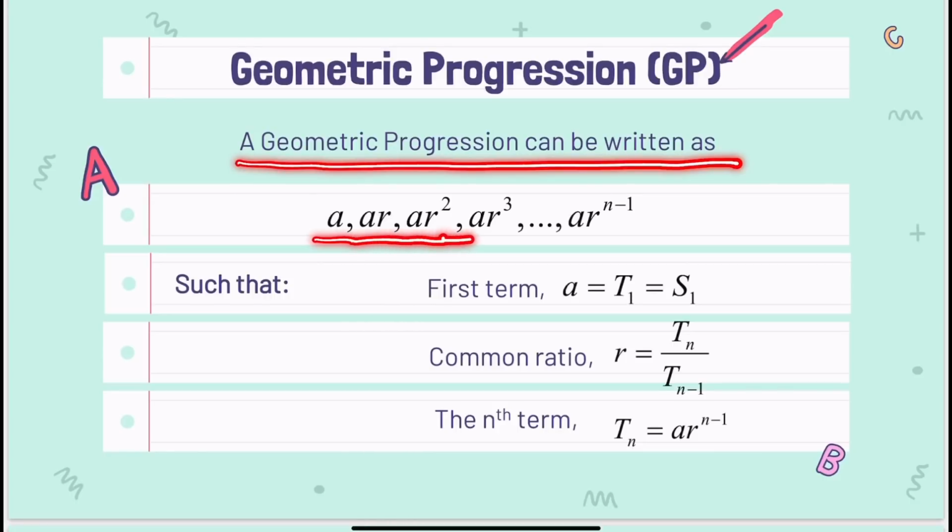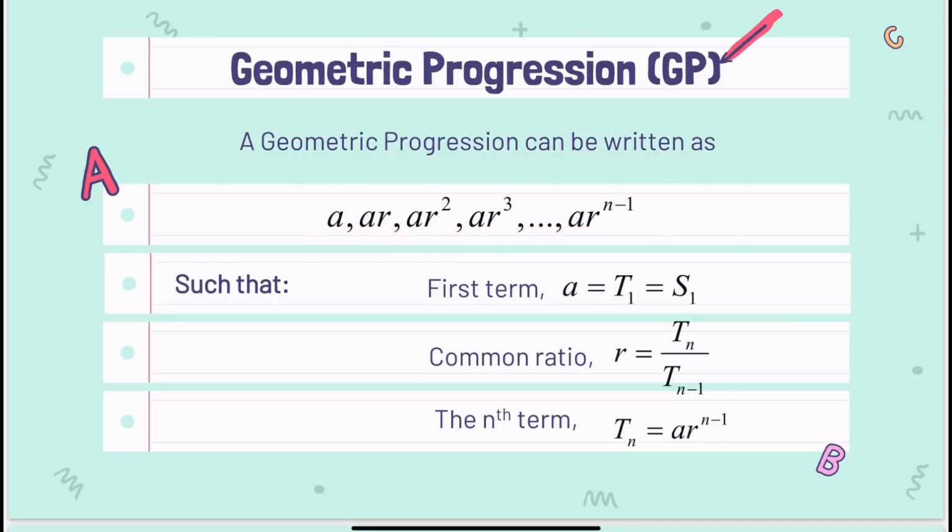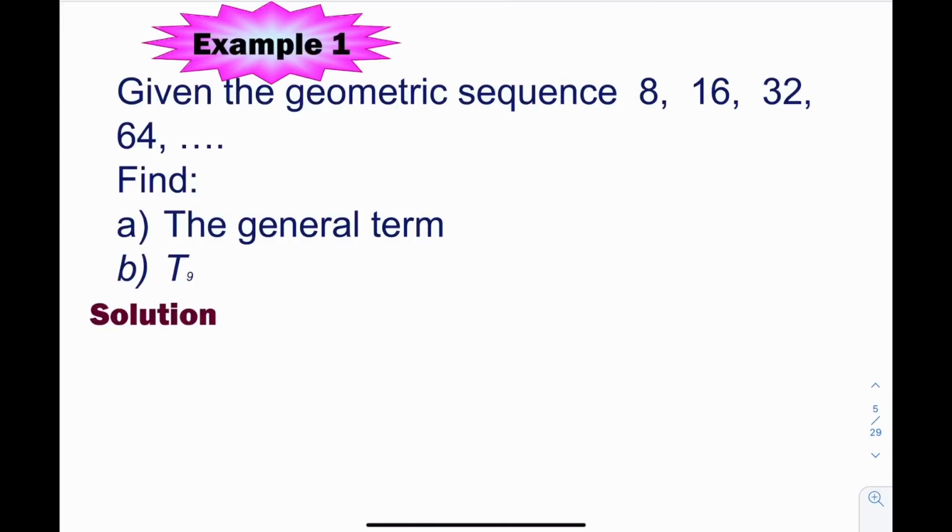a, ar, ar², ar³, until ar to the power of n minus 1, such that the first term a equals T1, also equals S1. Common ratio r equals Tn over Tn minus 1, and the nth term Tn equals ar to the power of n minus 1. Now let's try example 1.